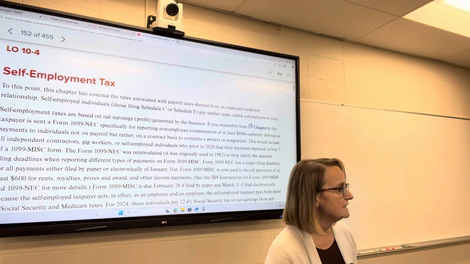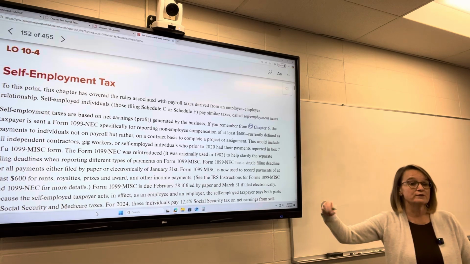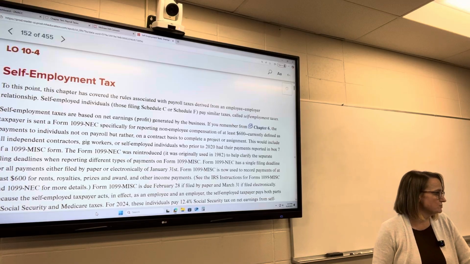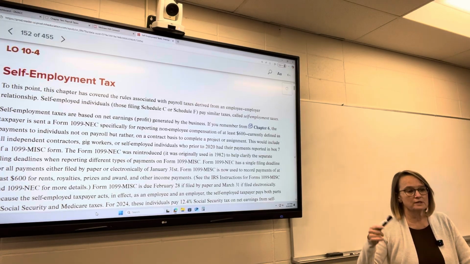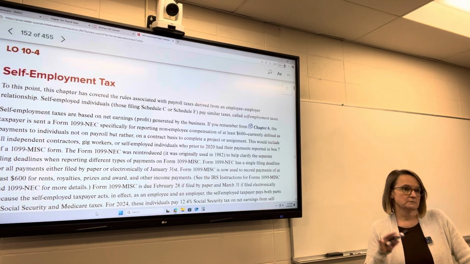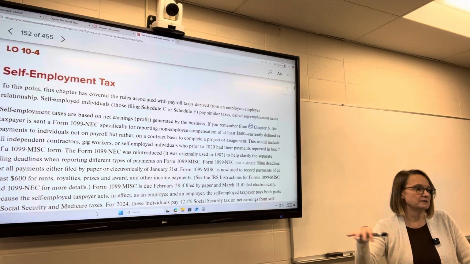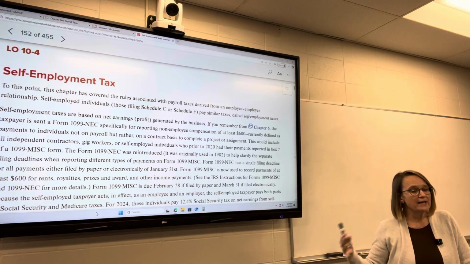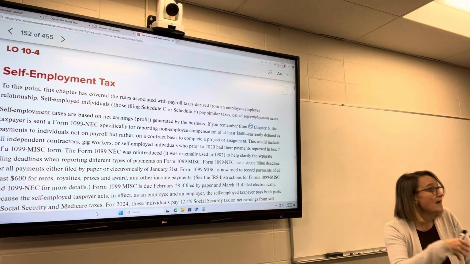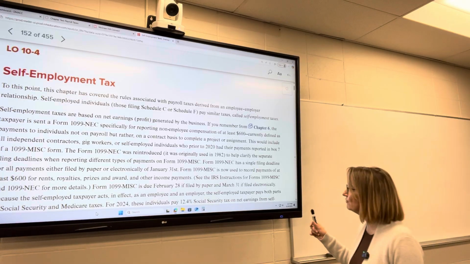The 1099 NECs are issued by businesses that contract with people, like the Uber drivers or the DoorDash drivers, or anybody who does some contract work, maybe some painting for another company. If they're paid over $600 during the year in total from that one company, then that company is required to issue them a 1099 NEC form.